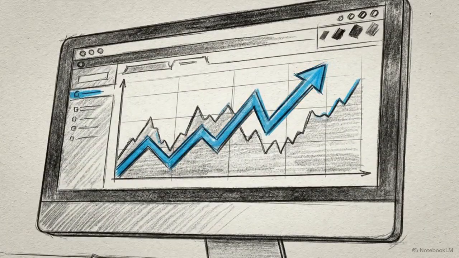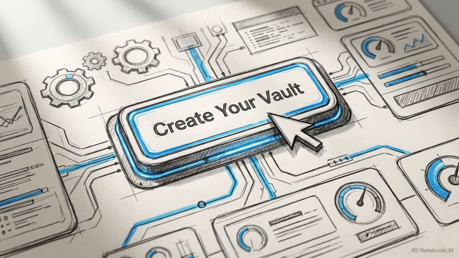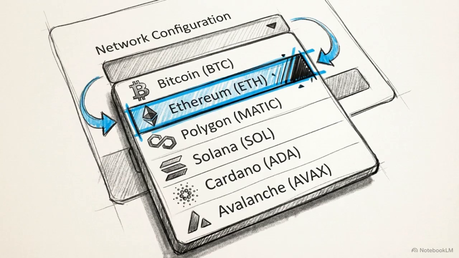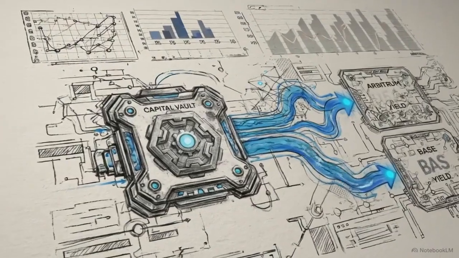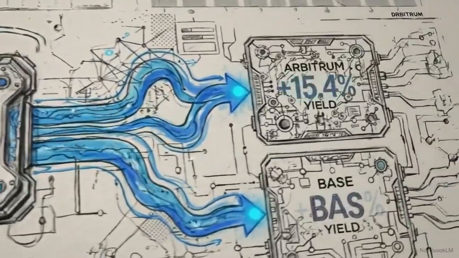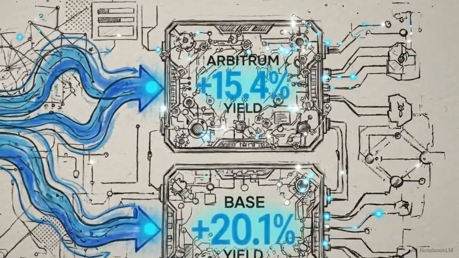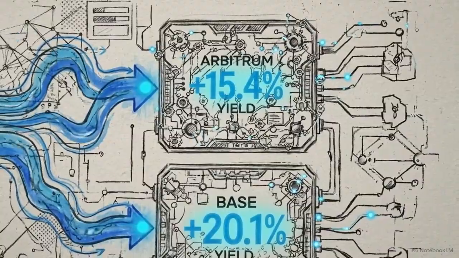investment strategy. To initiate deployment, navigate to the Lagoon app dashboard and click Create Your Vault to enter the Vault Factory. First, select your target network from the drop-down menu of 18 supported EVM-compatible chains. Next, choose your strategy type. Lagoon's infrastructure is designed to accommodate everything from delta-neutral strategies for real-world assets to yield farming and cross-chain arbitrage. This flexibility allows you to deploy capital wherever the most efficient yields are currently active, without needing to rebuild your backend for each new chain.